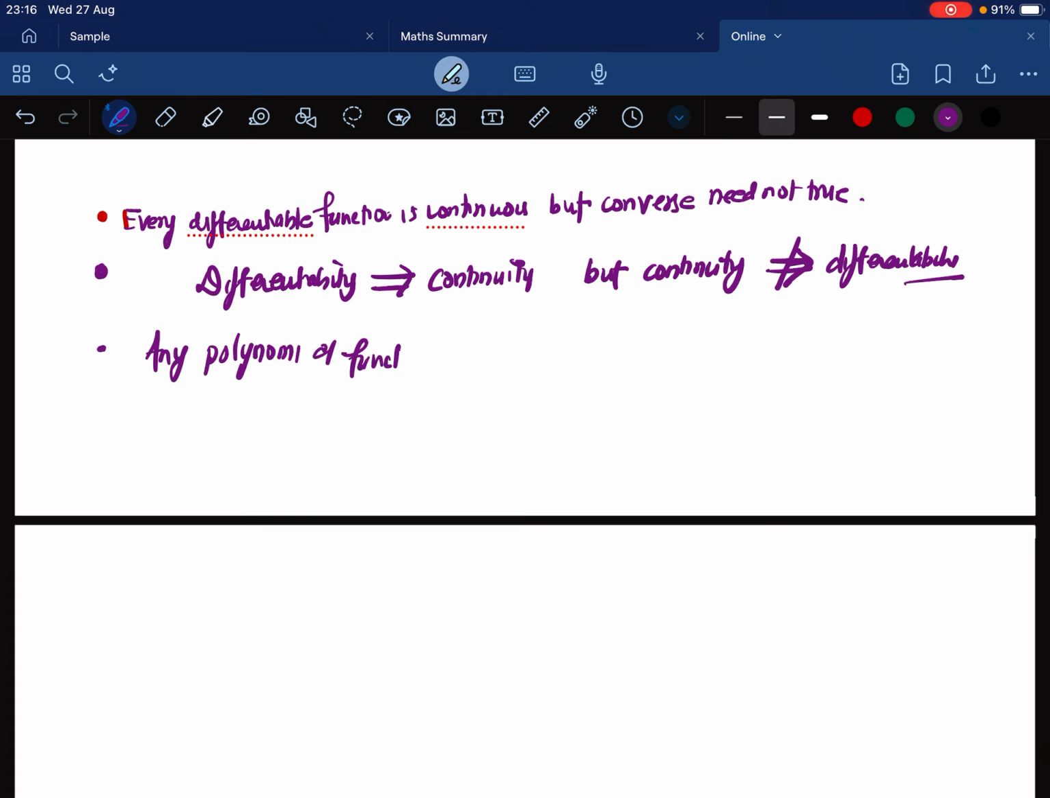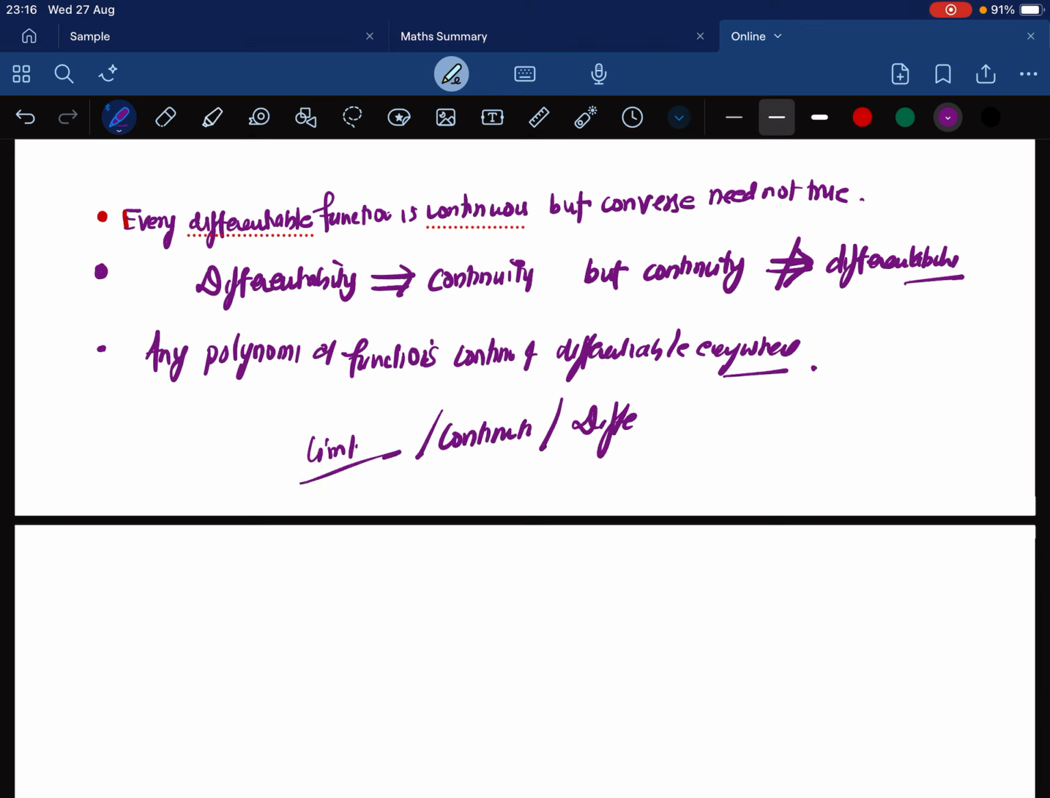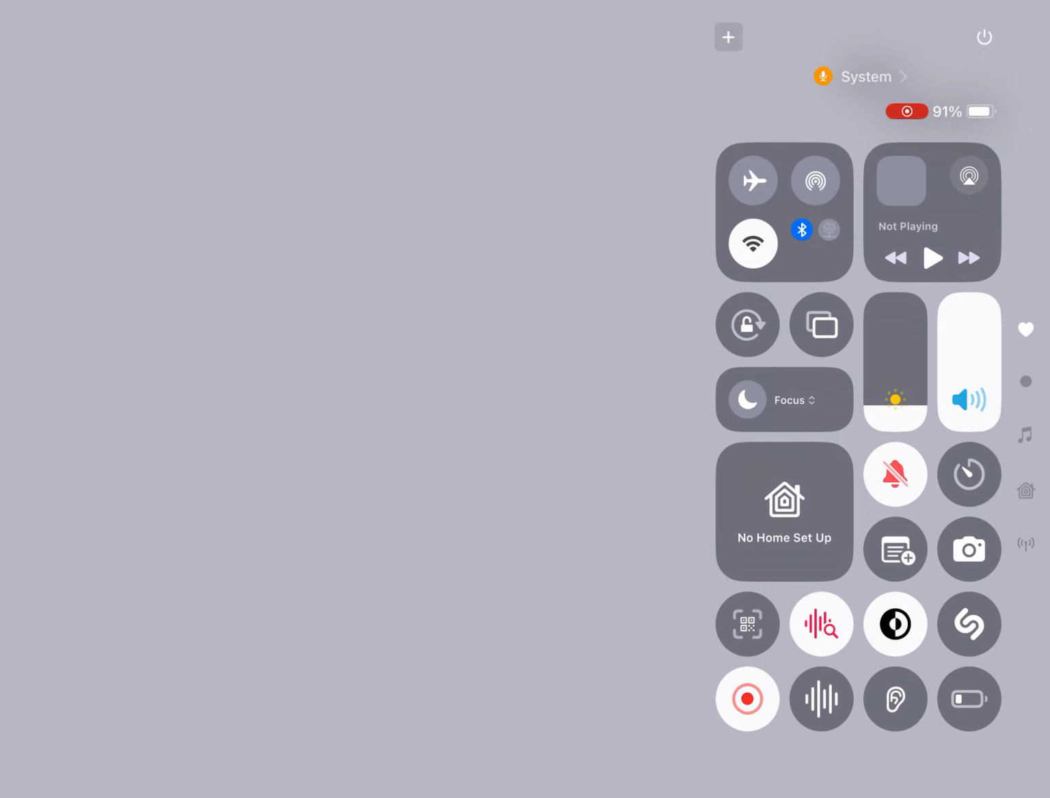And the third point is that any polynomial function is continuous and differentiable everywhere. Okay, so this is all about limit, continuity and differentiability. In the next lecture we will be covering limits for the indeterminate forms.